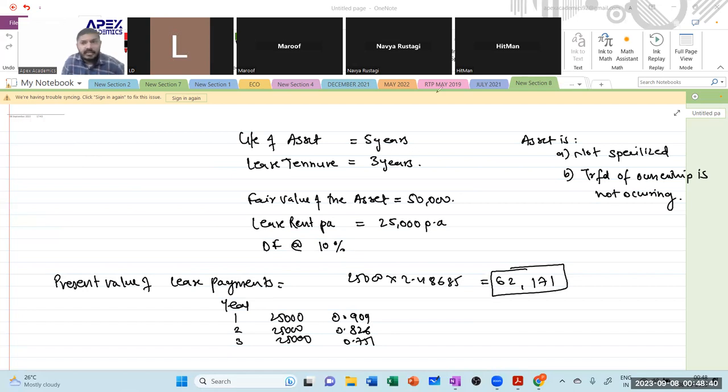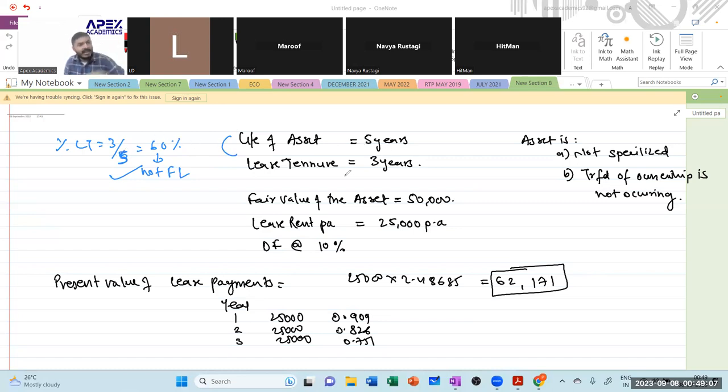Life of the asset is 5 years, lease tenure is 6 years. So percentage of lease tenure is 3 divided by 6, which is equal to 60%. It is not a finance lease. Agreed or disagreed? So here 5 years and 3 years. 5 years. So it's 60%.